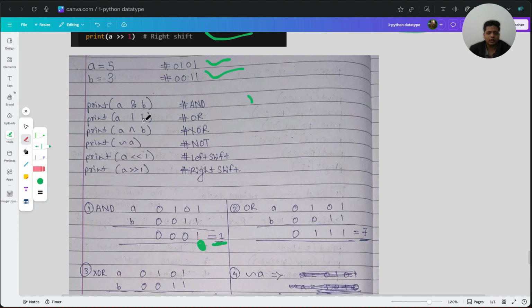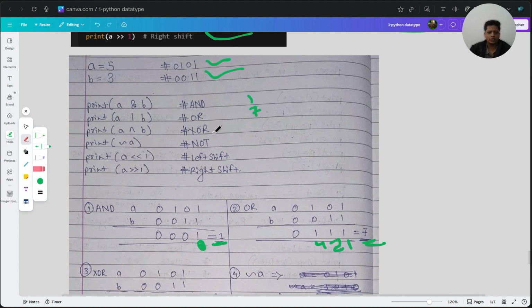Now print A or B, this is OR. For OR, what we need is that one of the values needs to be 1 for the output to be 1. So 1 or 1 is 1, 0 or 1 is 1, 1 or 0 is 1, 0 or 0 is 0. So what is this 1, 1, 1? This is 4, this is 2, this is 1, 4 plus 2 plus 1 is 7. So the output for the OR operation will be 7.